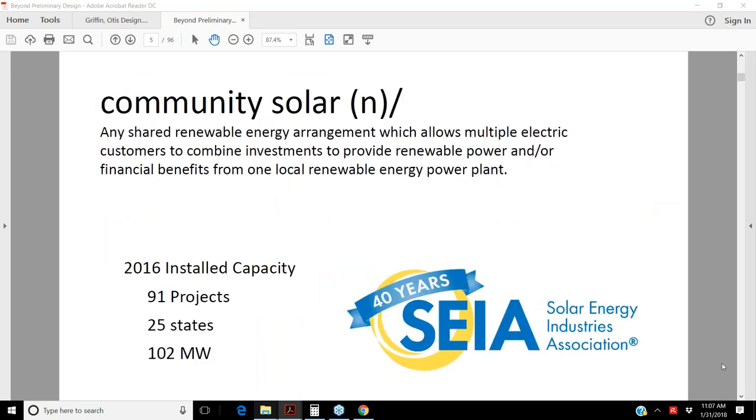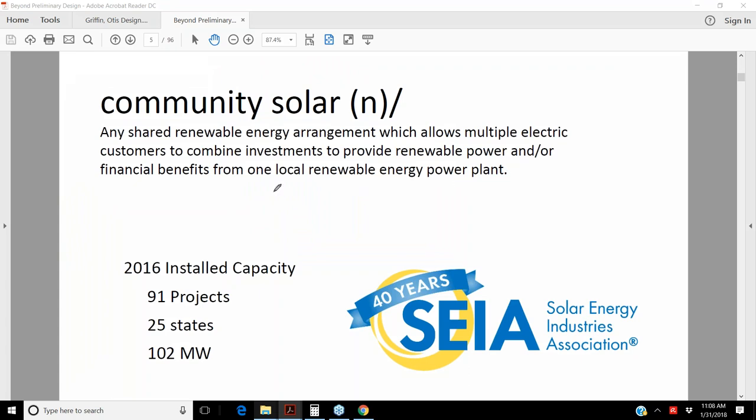So, probably just start out with the industry definition of community solar. SEIA, the Solar Energy Industries Association, is one of the largest trade organizations in the United States for solar. They do lobbying, and they weigh in on import tariffs and tax credits and stuff like that. They define community solar as any shared renewable energy arrangement which allows multiple electric customers to combine investments to provide renewable power and or financial benefits from one local renewable energy power plant.